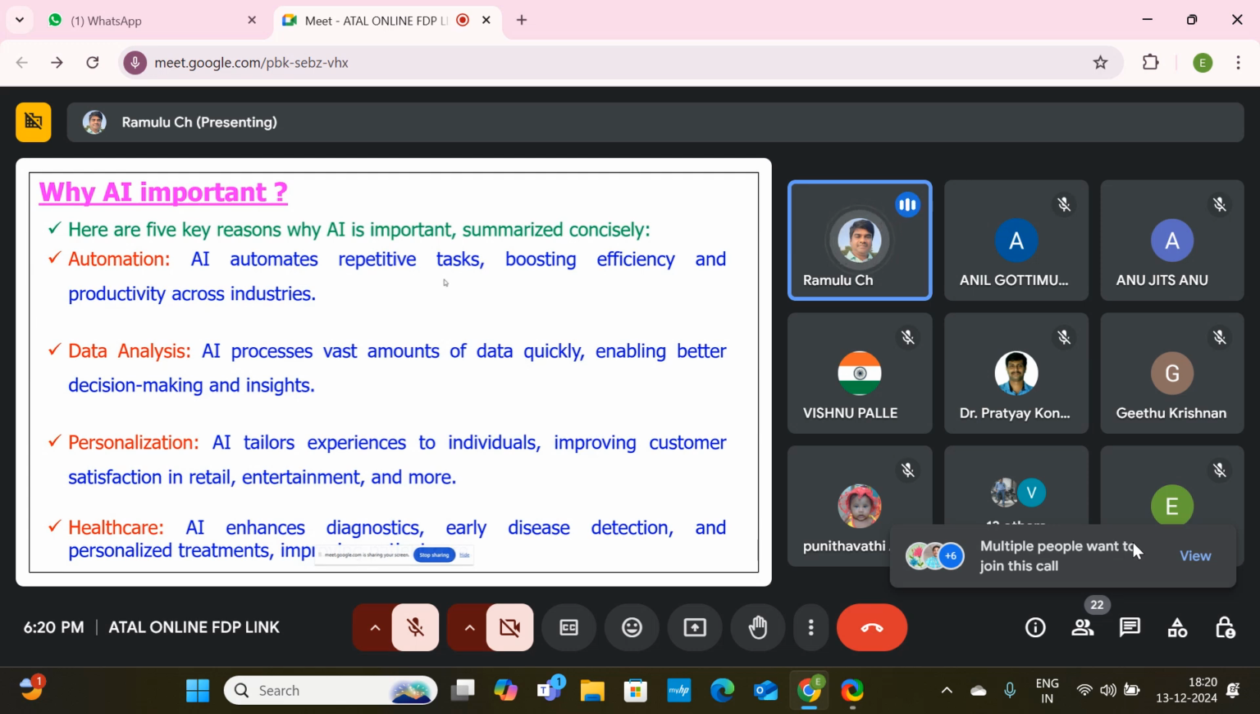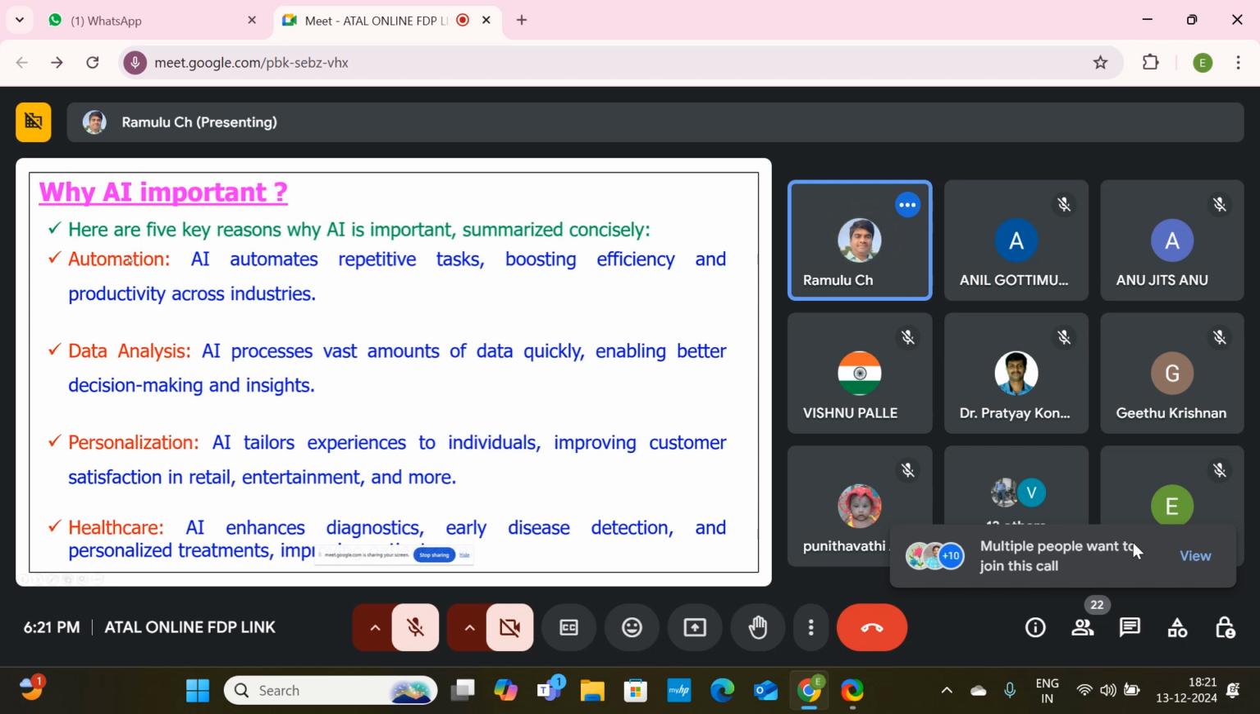So here also, why AI is important in the present scenario, or in the power sector, or here in the renewable sector. These are the reasons for the usage of the AI technique. Here I mentioned five key reasons, five important factors that influence AI usage in our renewable energy systems.